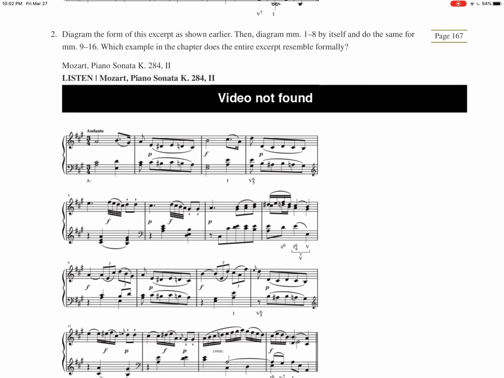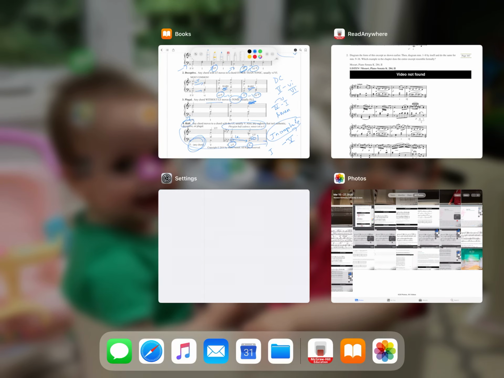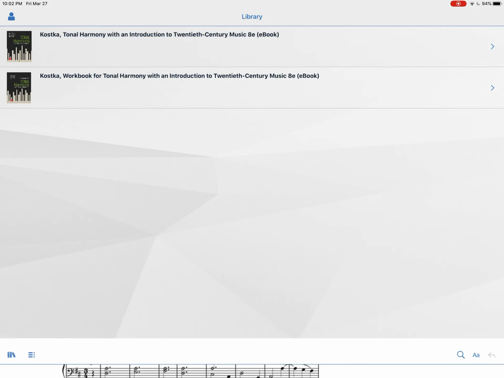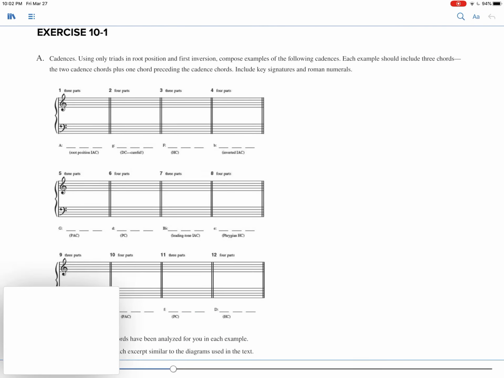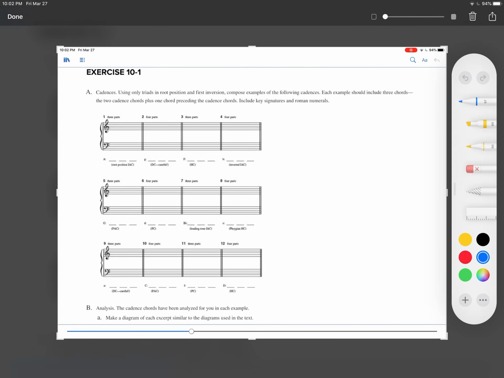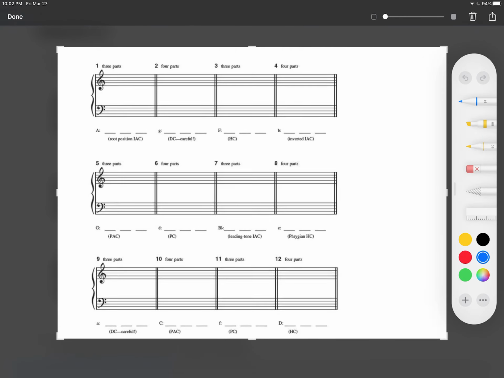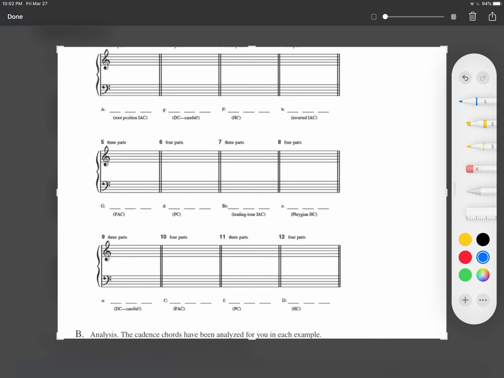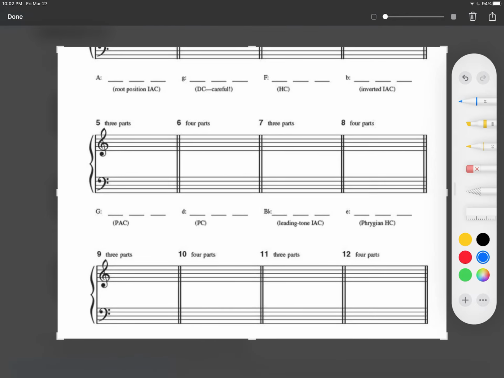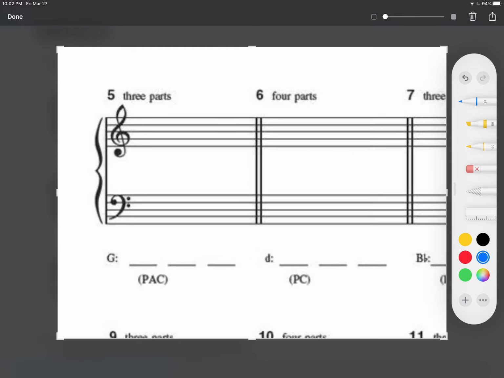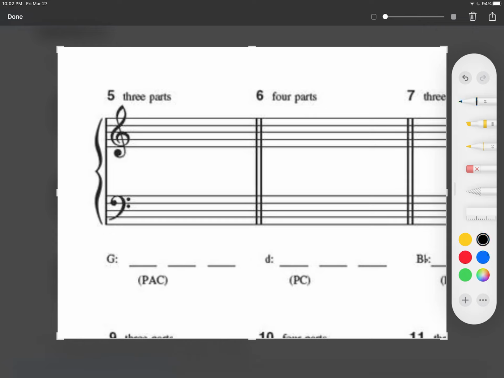So let's zoom on over then to your workbook. And you'll be doing some part writing in your workbook. These are what your part writing examples look like, and you'll be doing 1 through 4 for credit, no credit, and 9 through 12 for your graded assignment. But I'm going to take some of the ones in the middle here and show you how you're going to go about doing this. So let's look at number 5 first, and I'm going to completely ignore 3 parts as I usually do. We're going to go ahead and write this in 4 parts.